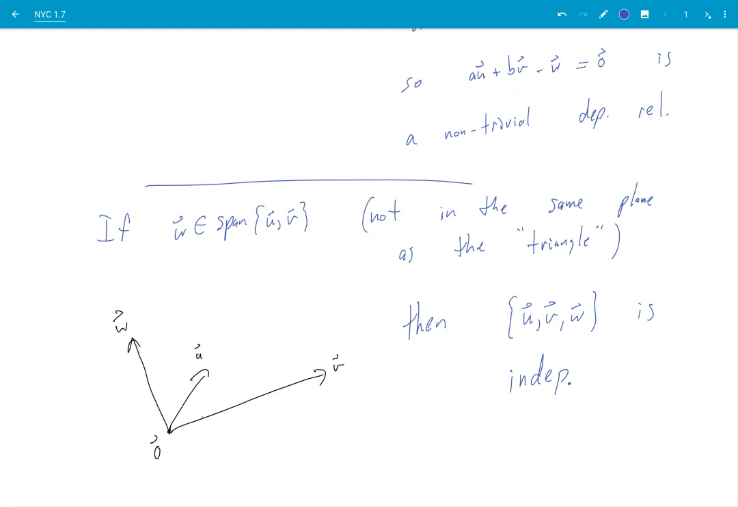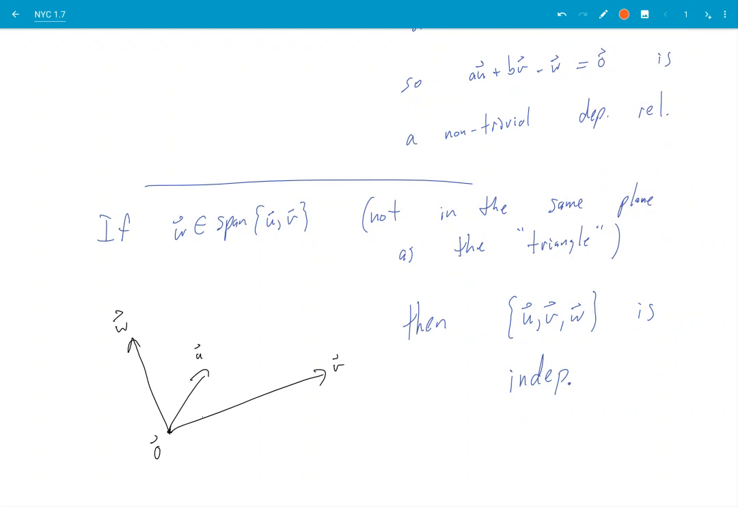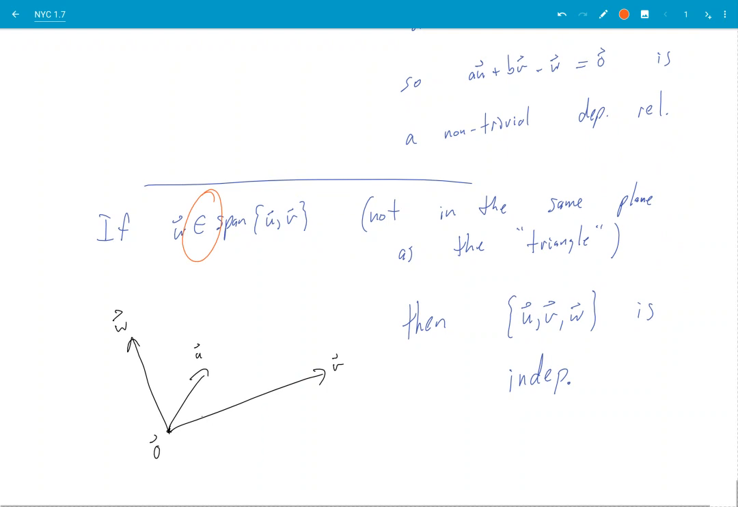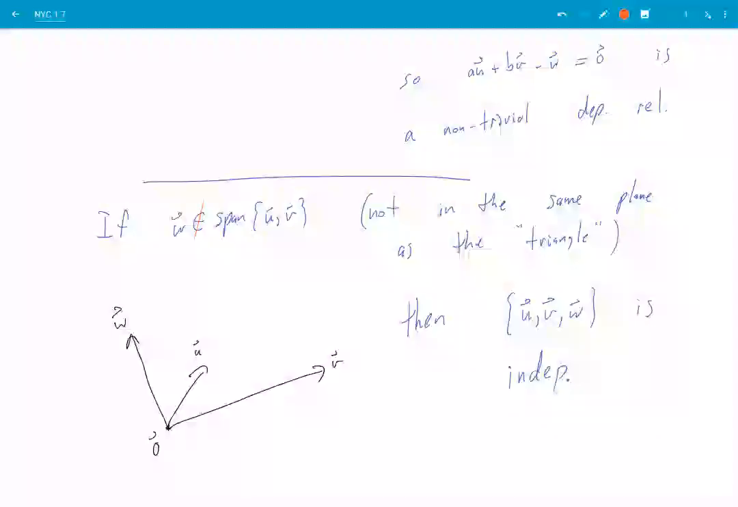Oops, I got something missing. Okay. This is not what I want. I want this to be W not in the span. So if W is not in the span, sorry about that.